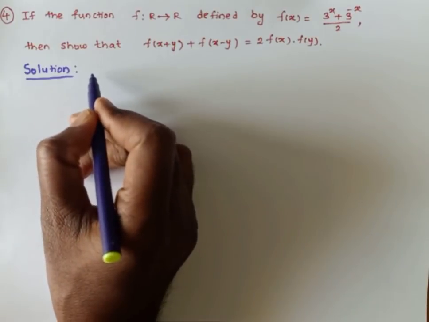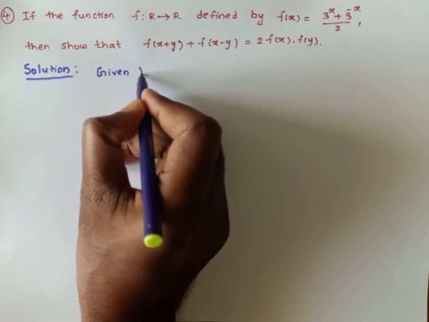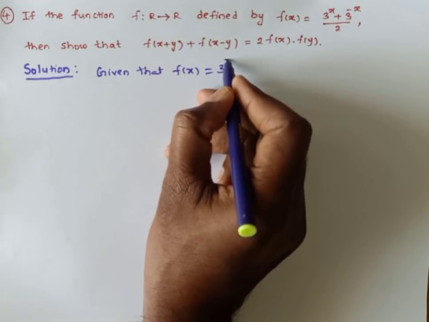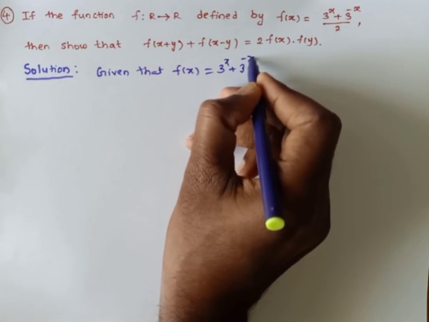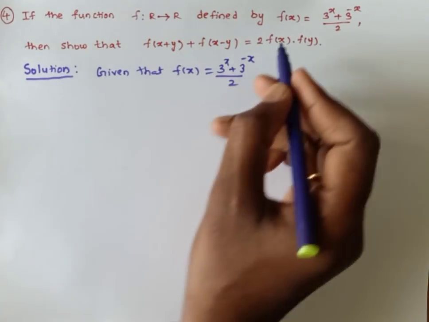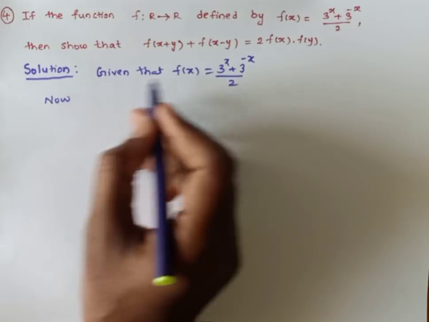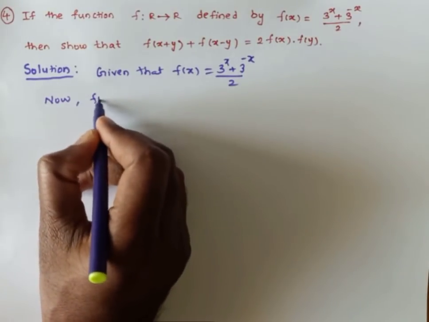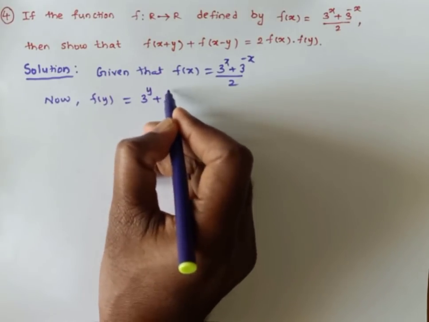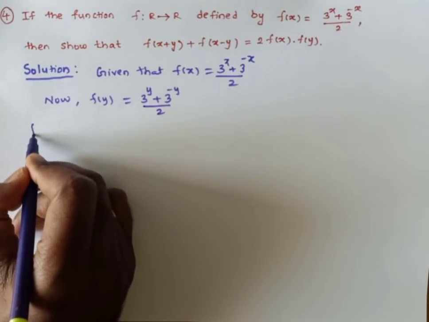Now first of all, what is given? The given function is f of x equals 3 to the power of x plus 3 to the power of minus x, by 2. Now, using this, we need f of y also, right? So just replace x with y, so we get f of y. Now f of y equals 3 to the power of y plus 3 to the power of minus y, divided by 2. And similarly you can evaluate f of x plus y.